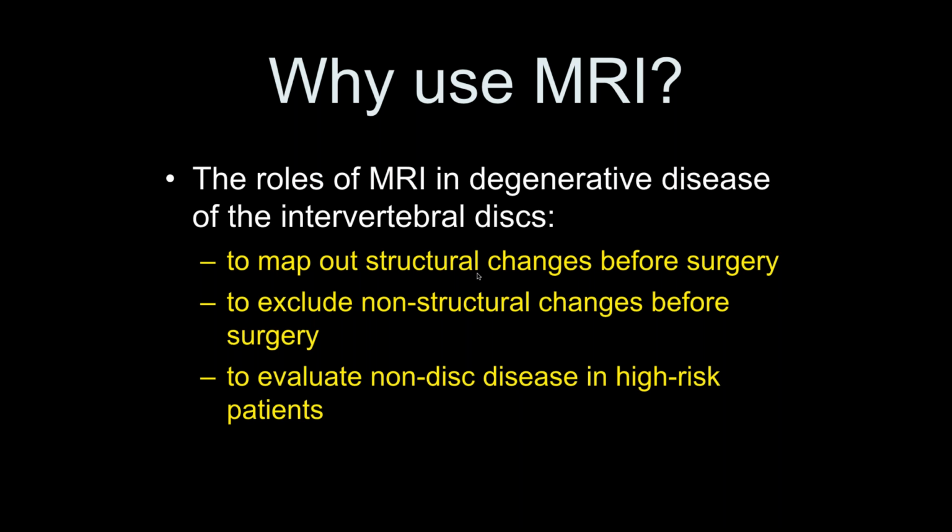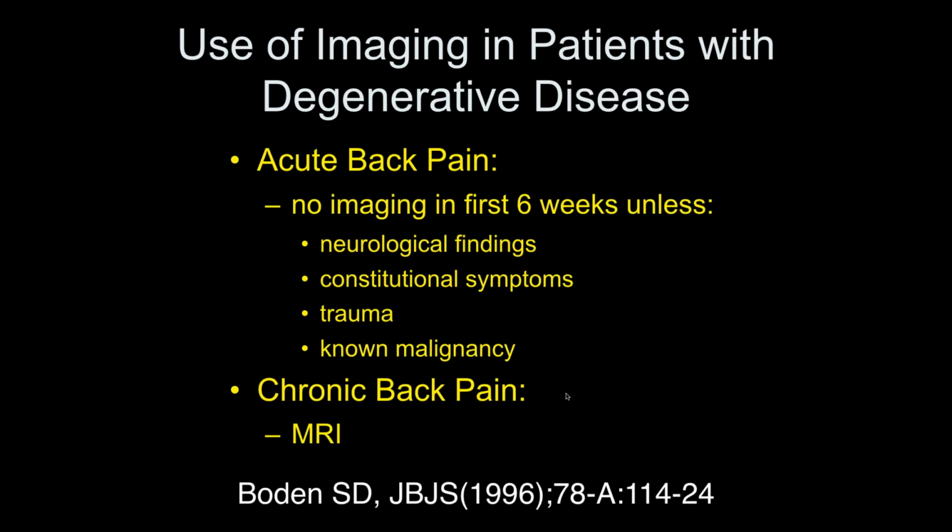There certainly is a clear-cut role for surgery, but I think it should be more narrowly defined than it was in the past. To exclude non-structural changes before surgery, so to look at cancer, to look for ureteral stones and all these other diseases that we've looked at, and to evaluate for non-disc disease in high-risk patients.